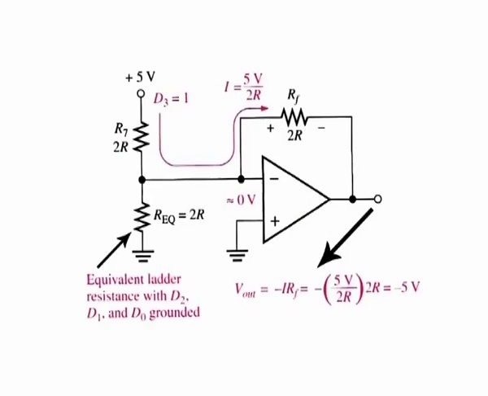Essentially, no current goes through 2R equivalent resistance because the inverting input is at virtual ground. Thus, all of the current through R7 also goes through RF and the output voltage is minus 5 volts. The operational amplifier keeps the inverting input near 0 volts because of the negative feedback. Therefore, all current goes through RF rather than into the inverting input.